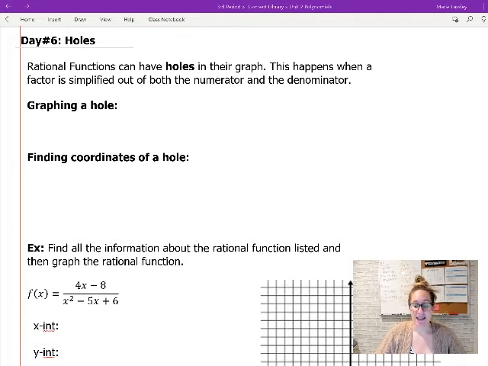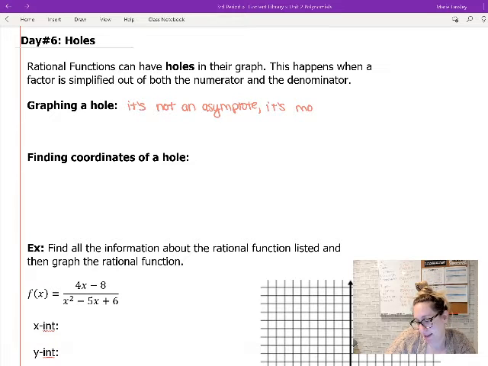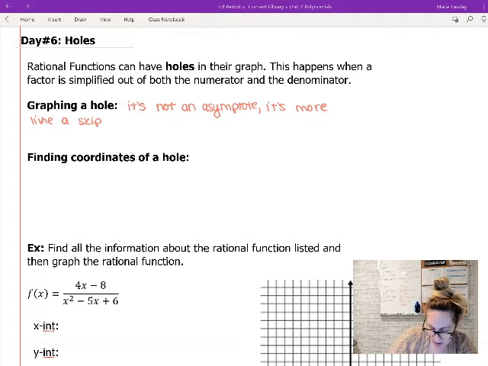So graphically, this is not going to be an asymptote. This is going to be a circle in your graph, a point on your graph that it kind of jumps over. So you get really close to it, and then you're graphing, and then it jumps over that one point, and then it keeps going. So it's not an asymptote. It's just like a skip in your graph.